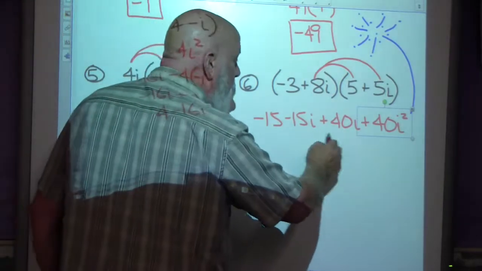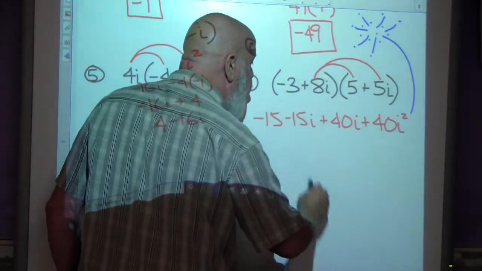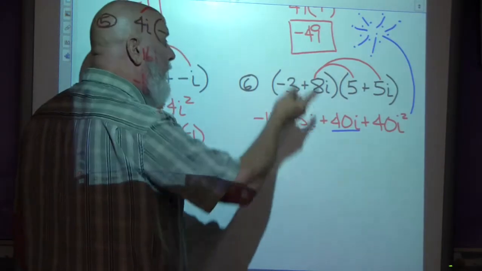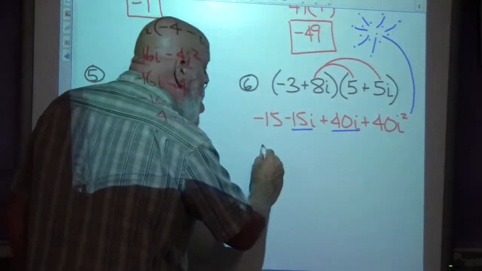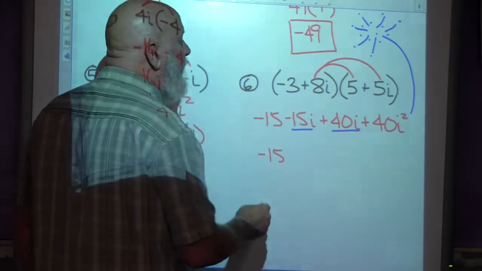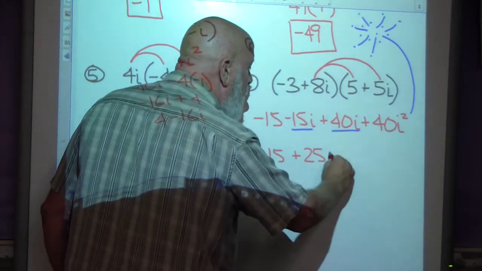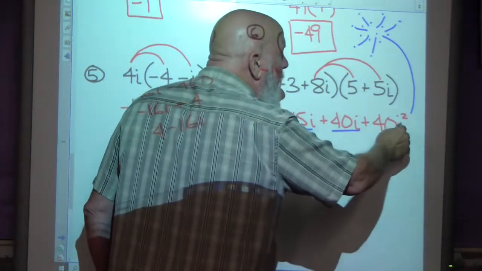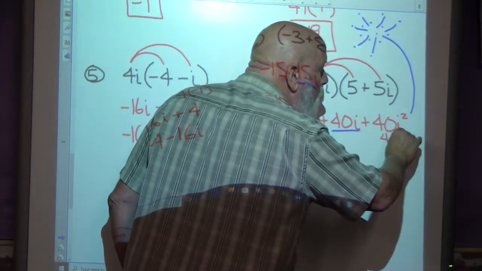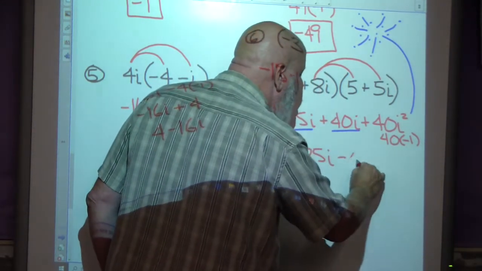So these two middle terms will combine. They're both i terms, and we add or subtract imaginary numbers just like they were variables, just like we did up above. So I'm going to wind up with negative 15. 40 minus 15 is 25. It'll be positive 25i. And then plus 40 times i squared. Well, that's 40 times negative 1. So there's my negative 1 right there. That's negative 40, so I'm going to say minus 40.